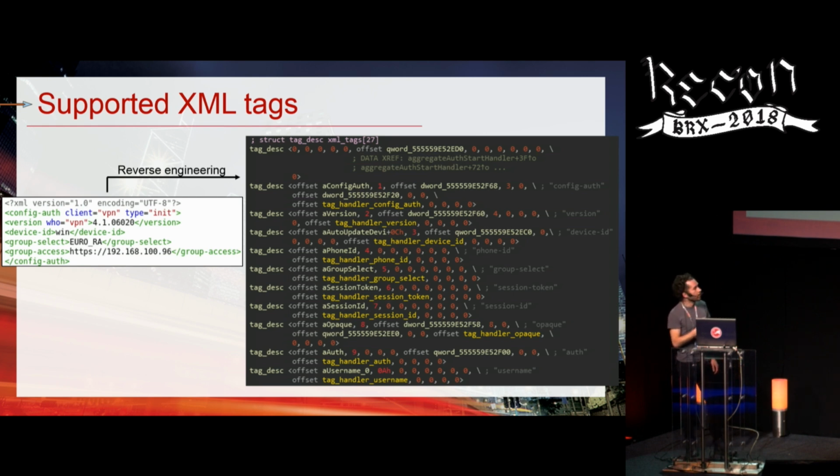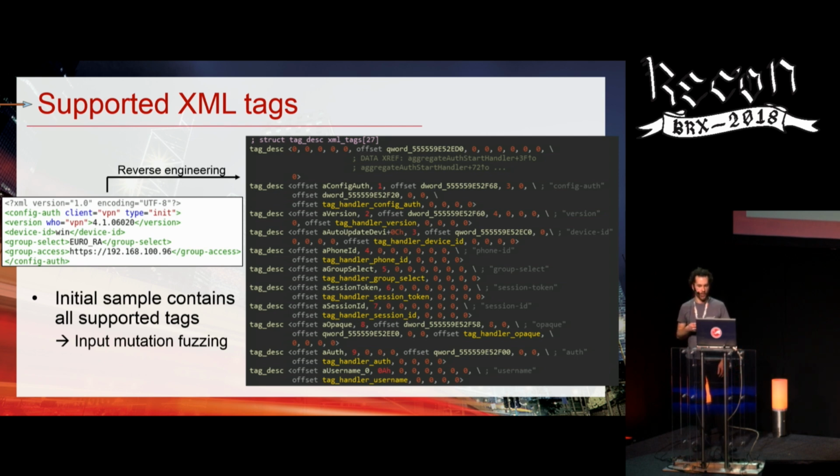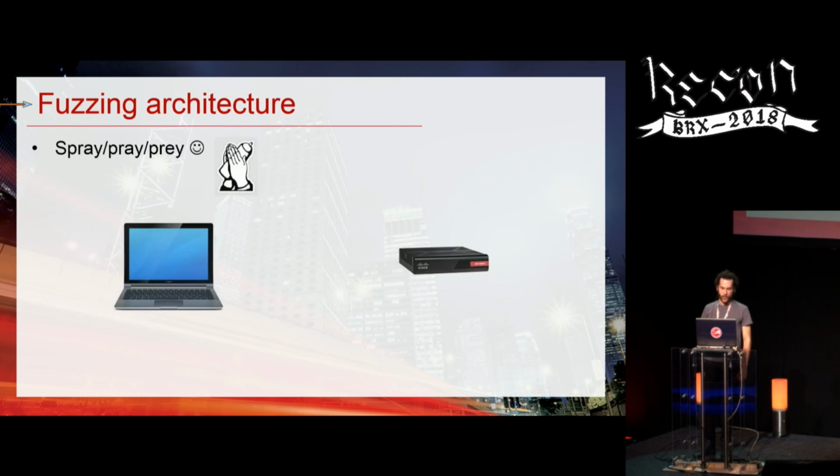So we build a more complicated initial sample that we can feed to our fuzzer, mutate it, and send it to the actual ASA. So it's input mutation fuzzing. The fuzzing architecture I used is not really complicated, because it's remote. I don't use any instrumentation. It's quite slow, really slow. But basically, I call it pray, pray, and pray.